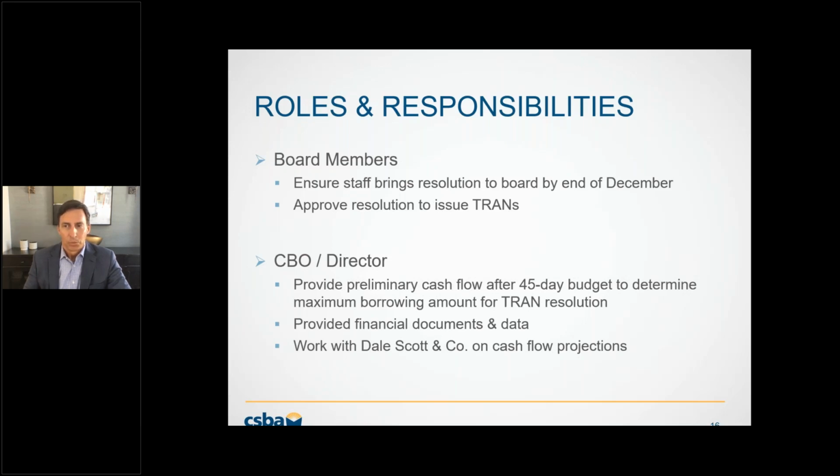Gather the financial documents, cash flow projections, et cetera. And then again, we work very closely with CBOs and directors to put together cash flow projections that are as accurate as possible with the information that we all have. Next slide.